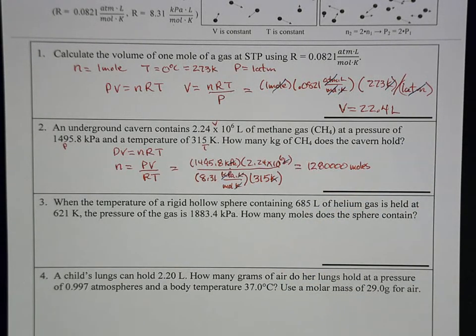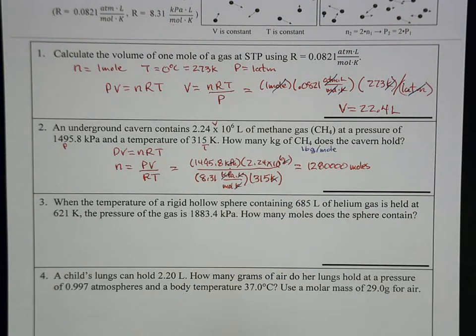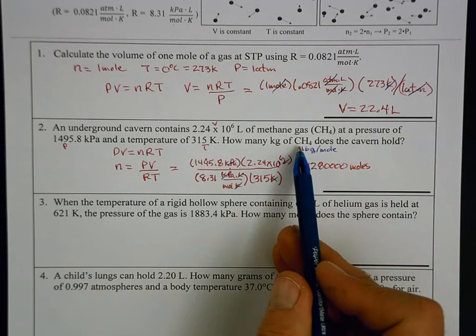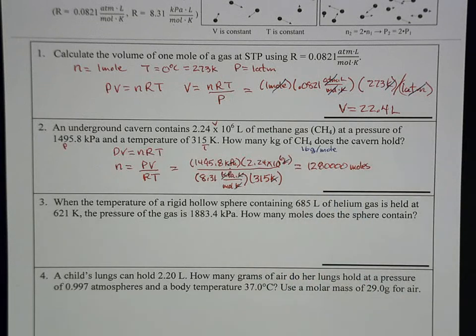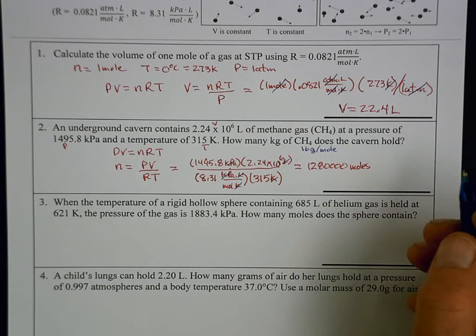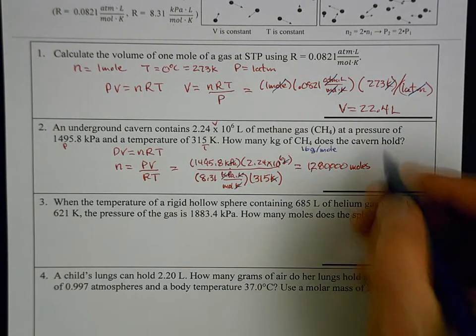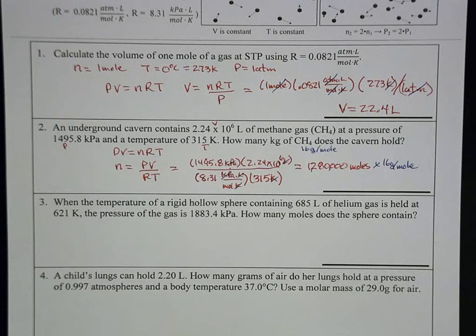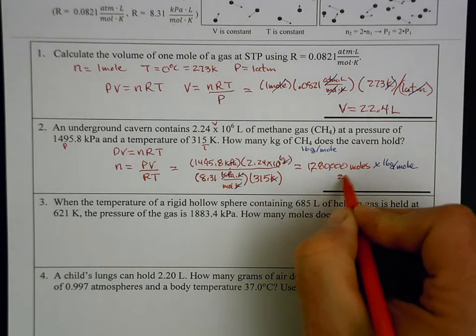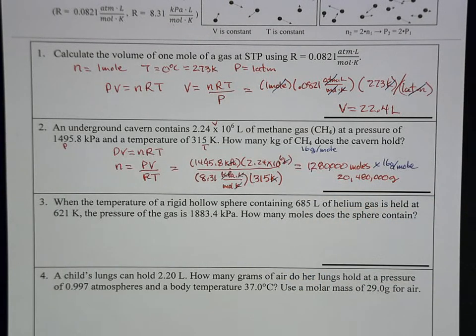Okay, but I want to know kilograms. Well, of course, CH4, that's 16 grams per mole. Again, go back to the previous unit. Carbon's 12, 4 hydrogens, that's 16. Everything on the periodic table is for 1 mole, so I have 16 grams per mole. So if you think about it, 1,280,000 moles times 16 grams per mole, I'm going to end up with that many grams.